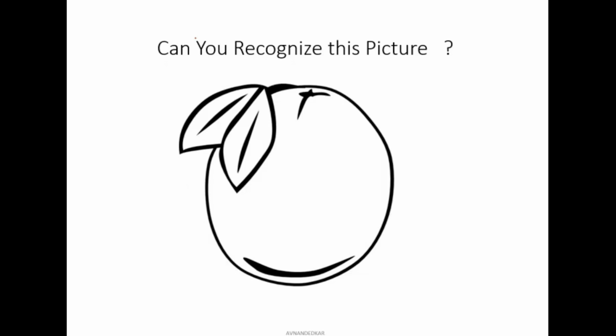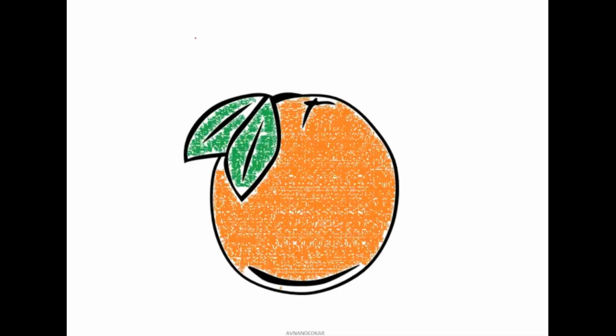Now one more example. What is this? Can you recognize this picture? What can this be? You can make a random guess. No idea? Now suppose I color it like this. What can this be? Orange. Orange, right?